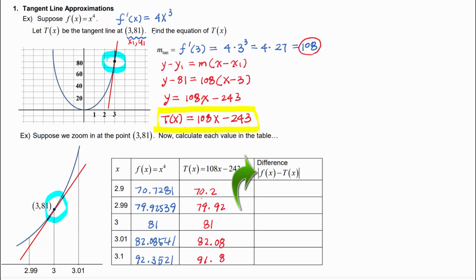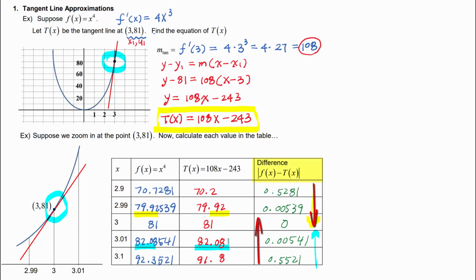If we subtract them, the bigger function value minus the smaller function value, their differences are 0.5281, 0.00539, no difference, of course, for the point that is shared by both functions, 0.00541, and 0.5521. So you can see here that as x gets closer to 3, whether from the left or the right, the difference of y values between the original function and the tangent function gets smaller.